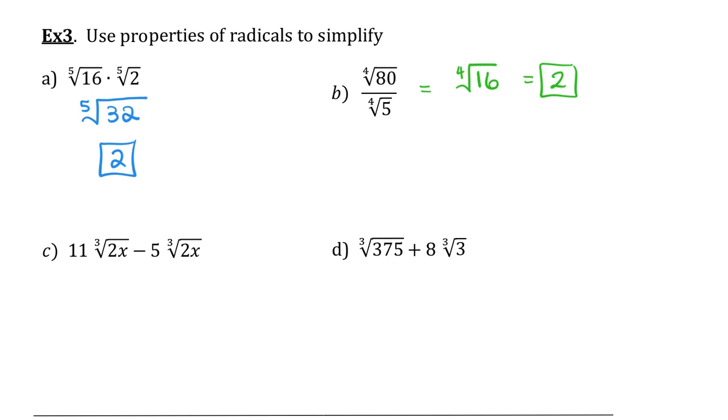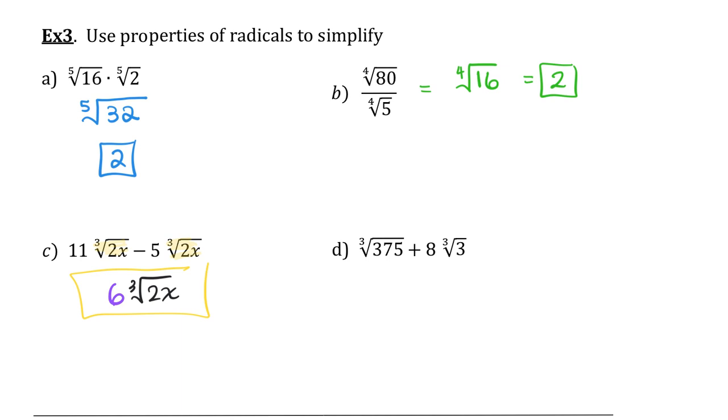Okay, what is this, subtraction? 11 times the 3rd root of 2x minus 5 times the 3rd root of 2x. I'm subtracting. Are they like terms? Yup, because their radical and radicand is identical. So 11 minus 5 is 6. 3rd root of 2x's. And that highlighted part does not change.